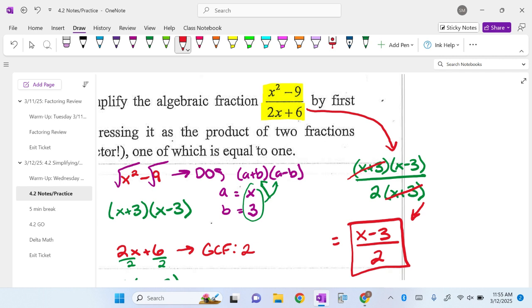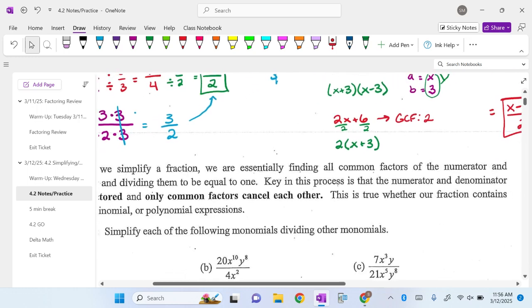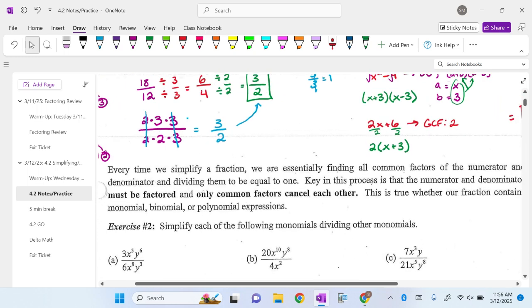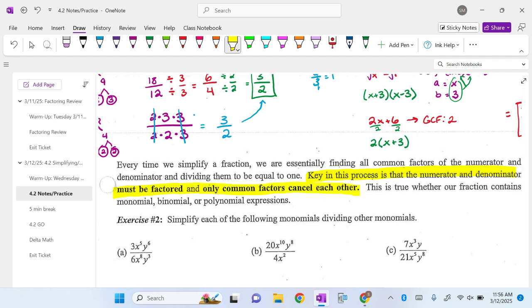Any questions on that? All right, let's do another example. So again, the key process here is that we're simplifying. Numerator and denominator must be factored, and only common factors in both cancel each other out. All right. So if you had two of the same values in the numerator, but there's not a same value in the denominator, you still can't cross it out. It has to be one in the numerator, one in the denominator, one for one to cross it out. All right.